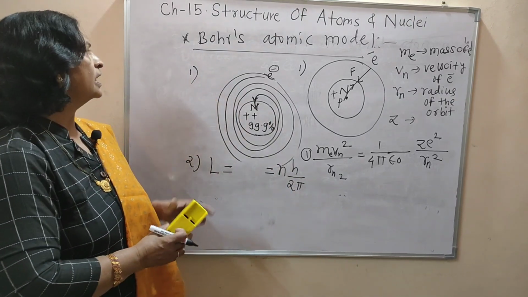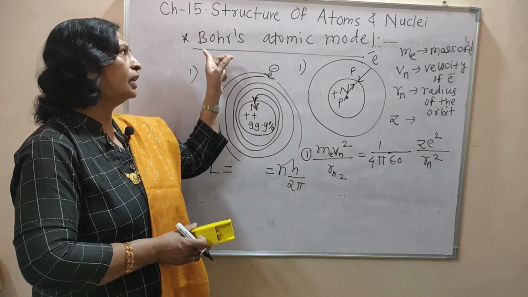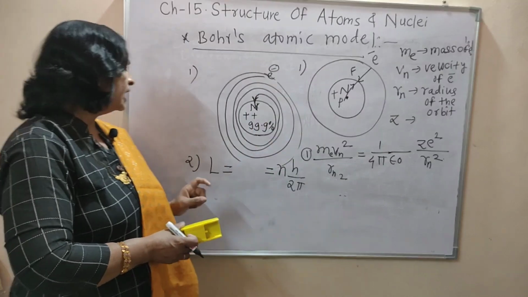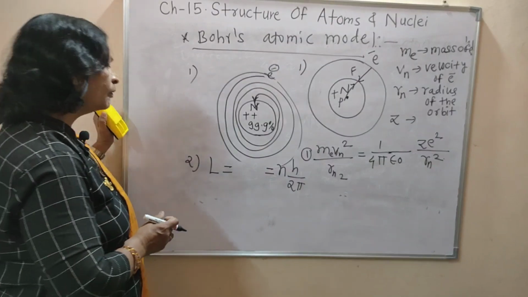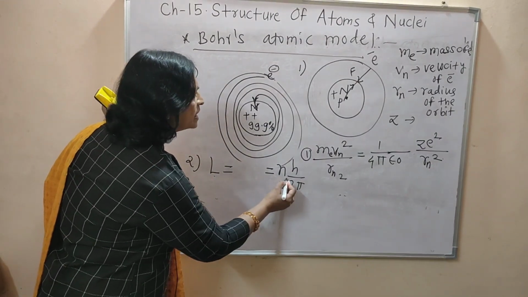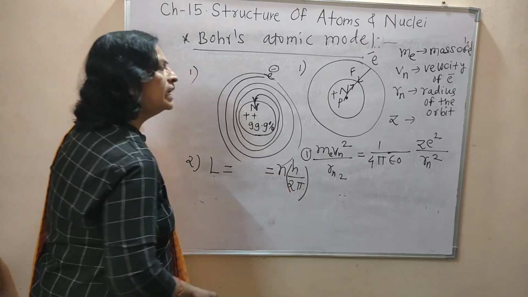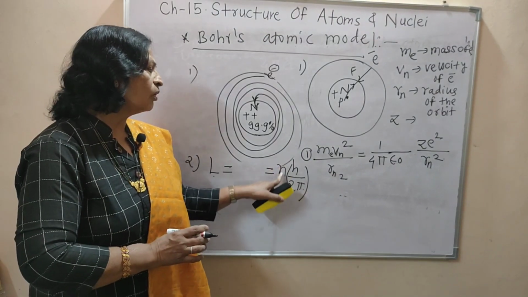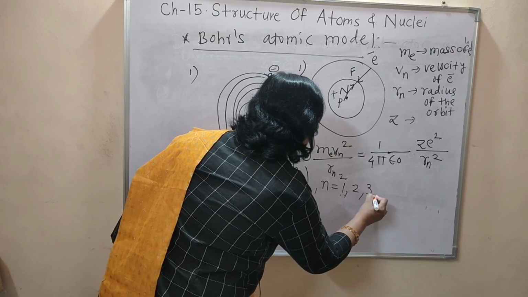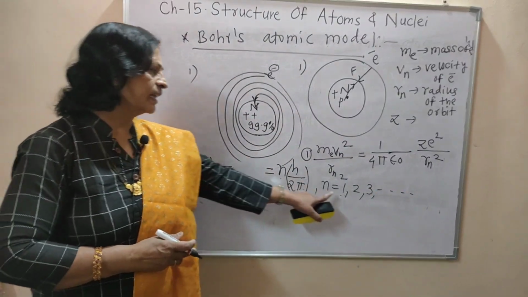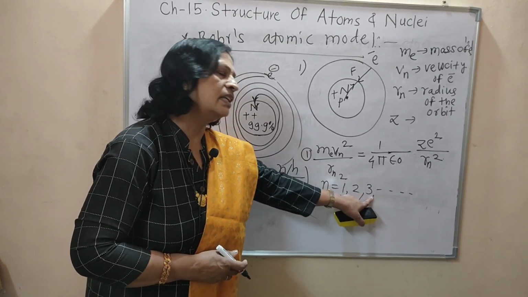What is the statement of Bohr's second postulate of the atomic model? The electron can revolve in certain fixed orbits, that is stable orbits, for which the angular momentum is equal to an integral multiple of h by 2 pi. This n is also called the principal quantum number, and n is equal to 1, 2, 3 and so on. For the first orbit, n equals 1. For the second orbit, n equals 2. For the third orbit, n equals 3.